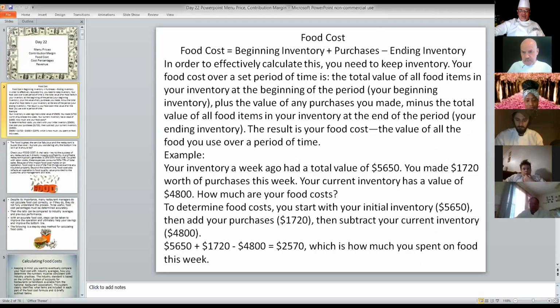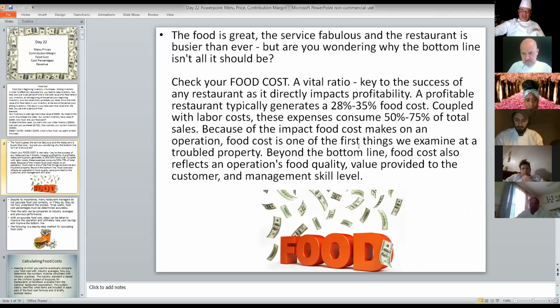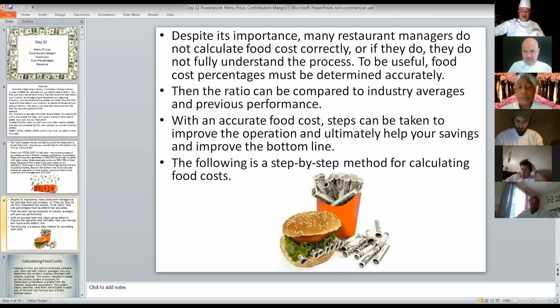So that's it, food costs, okay? So check your food costs. Again, it's a vital ratio, key to success in your restaurants, and it directly impacts profitability, between 28 and 35%. Because 70% of your cost is coming from food costs and labor costs.